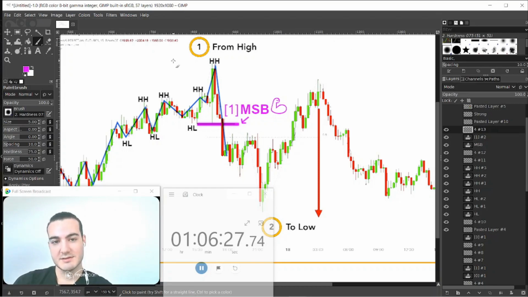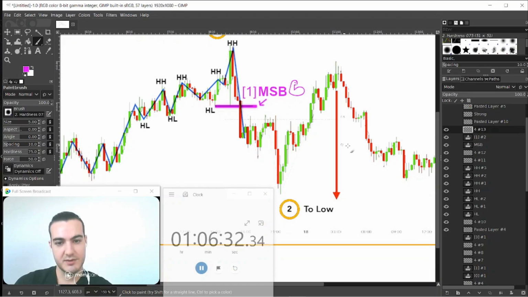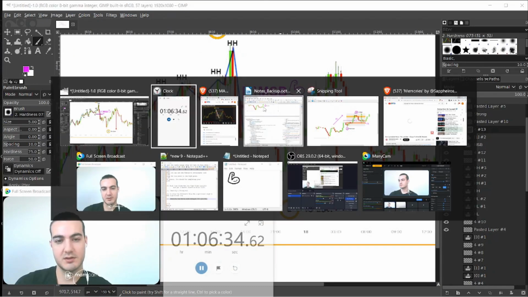So let's bring in a copy of the original because just like before, we lost the fib zones when we removed the black background.